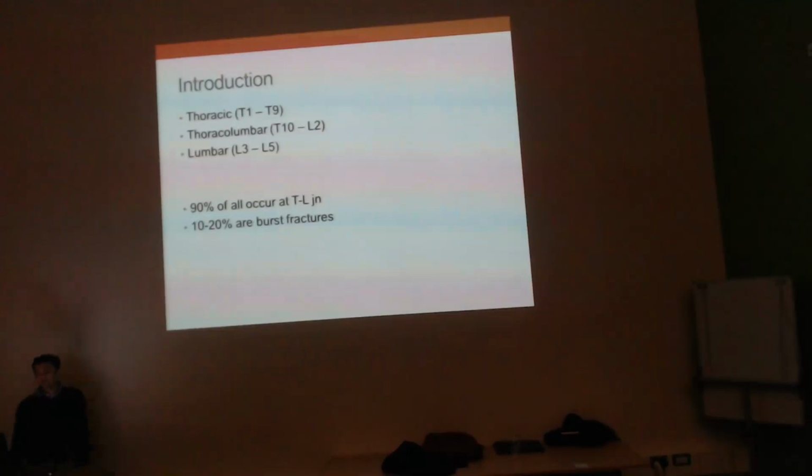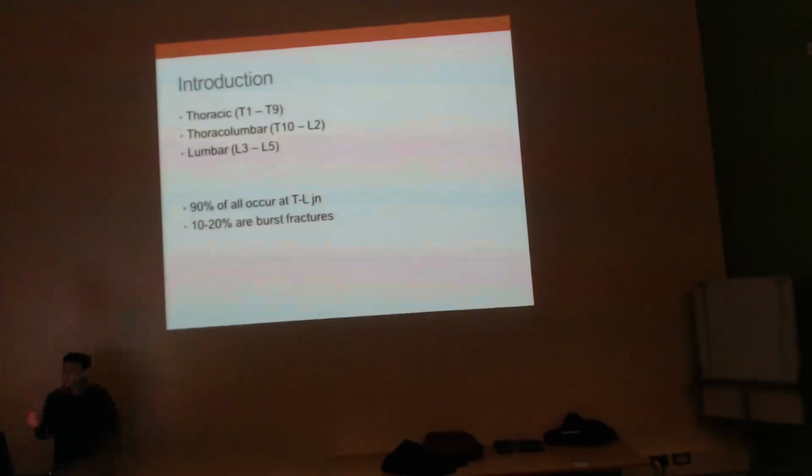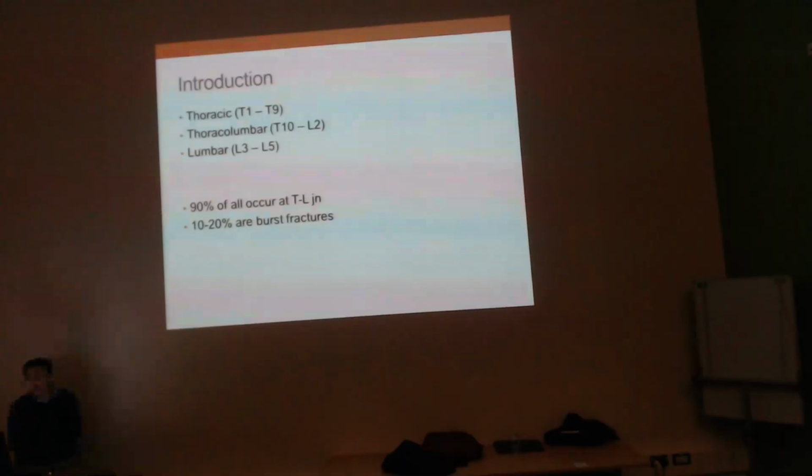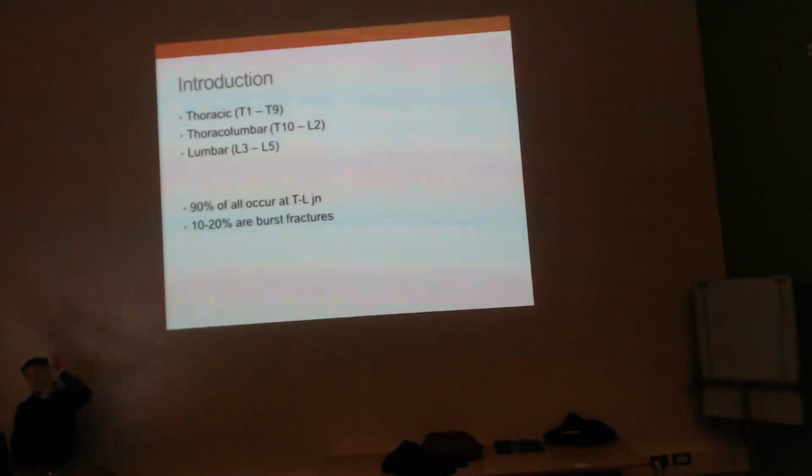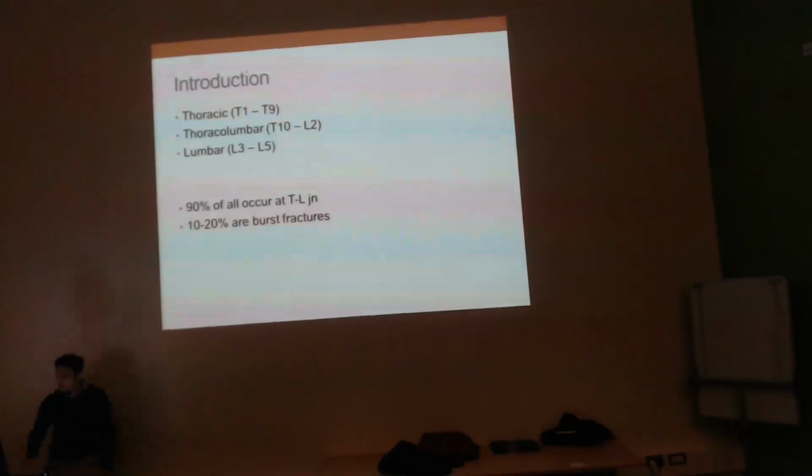So the key thing is, the spine can be divided into sort of 3 areas. There's the thoracic section, T1 to T9. There's the thoracolumbar section, which is T10 to L2. And then there's the lumbar section, L3 to L5, and there's the sacrum as well. So 90% of all the fractures occur at the thoracolumbar junction. The reason they occur there is because this is a transitional zone, where you go from a very stiff thoracic spine to a very flexible lumbar spine. 10 to 20% of fractures are burst fractures, so they are less common.